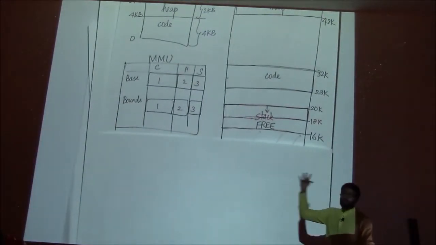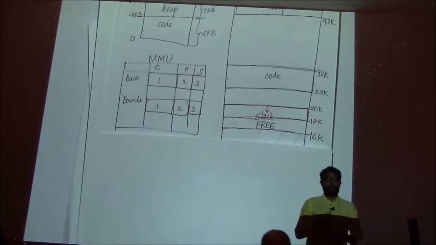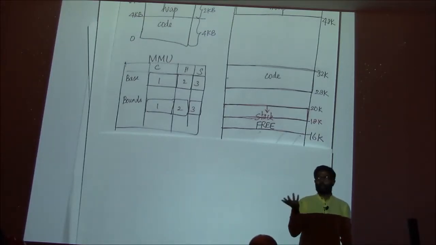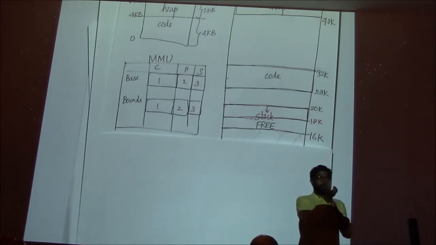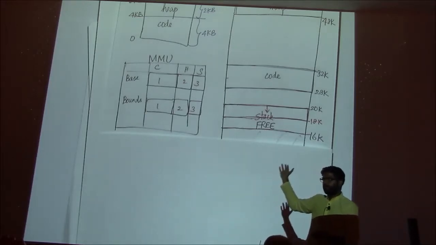But before that, from the operating system's perspective, what should be added? In the proc data structure or in the PCB, we're just going to make that particular base and bound an array of size 3. Okay?